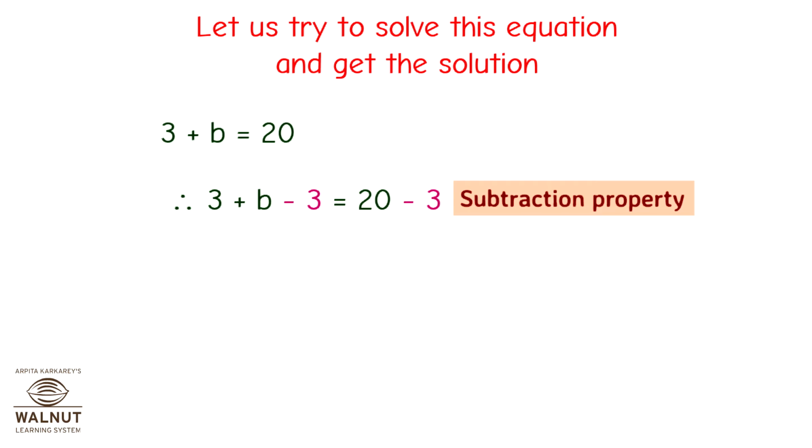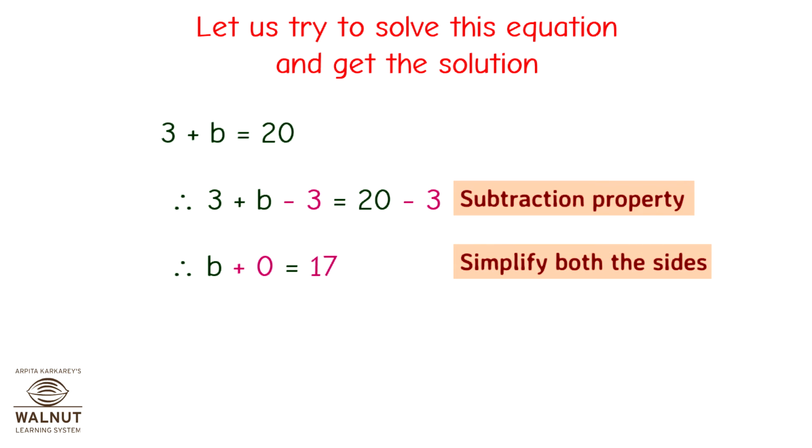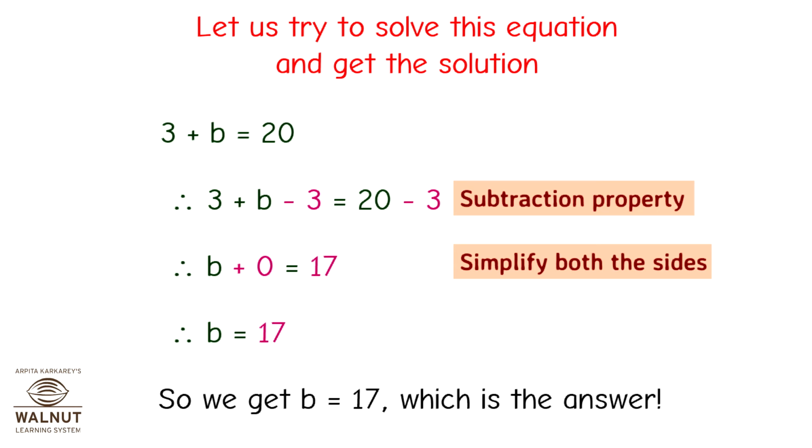Let's simplify both sides of the equation. We cancel out plus 3 and minus 3. So, we have B plus 0 or just B on the LHS. Therefore, B plus 0 is equal to 17. What about the RHS? The RHS is 20 minus 3, which is 17. Therefore, B is equal to 17. So, we get B is equal to 17, which is the answer.